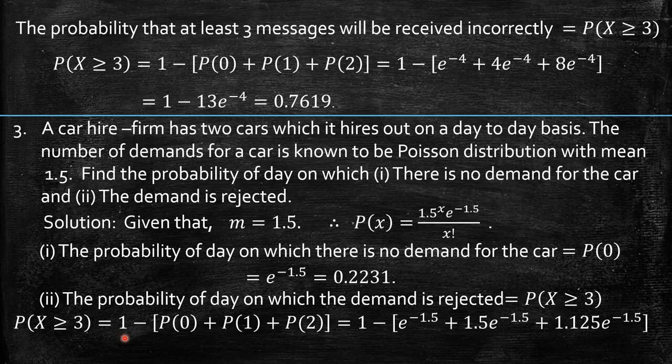So once again we have the same situation, 1 minus [p of 0 plus p of 1 plus p of 2]. Substitute here x equal to 0, 1, 2, we'll get e power minus 1.5, plus when x equal to 1, 1.5 power 1 by 1 factorial, that gives 1.5 times exponential minus 1.5, plus when x equal to 2, we'll get 1.5 square by 2 factorial, which simplifies to 1.125 times exponential minus 1.5. Sum it up and subtract from 1. Give this directly to the calculator, we'll get 0.1912 as the answer.